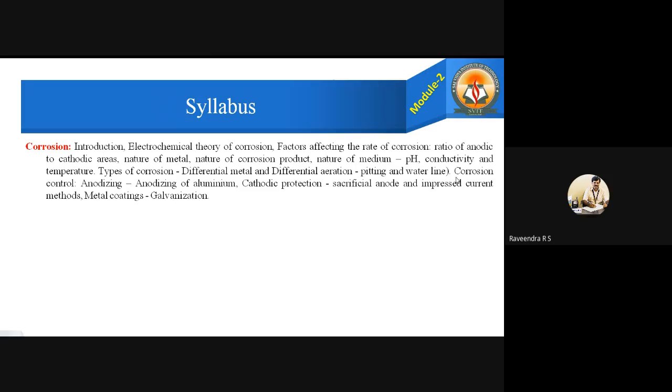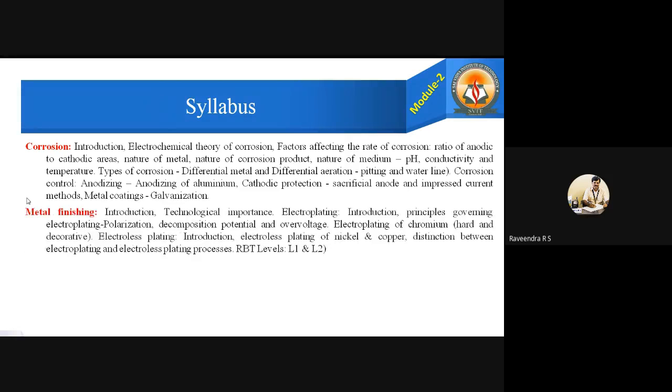Then we have corrosion control. Again, we have two methods here. Anodizing, in that example, anodizing of aluminium, cathodic protection, and sacrificial anode and impressed current cathodic methods. Then we have the last method, metal coatings. In this, we have only one example, galvanization. This is about the syllabus of the corrosion.